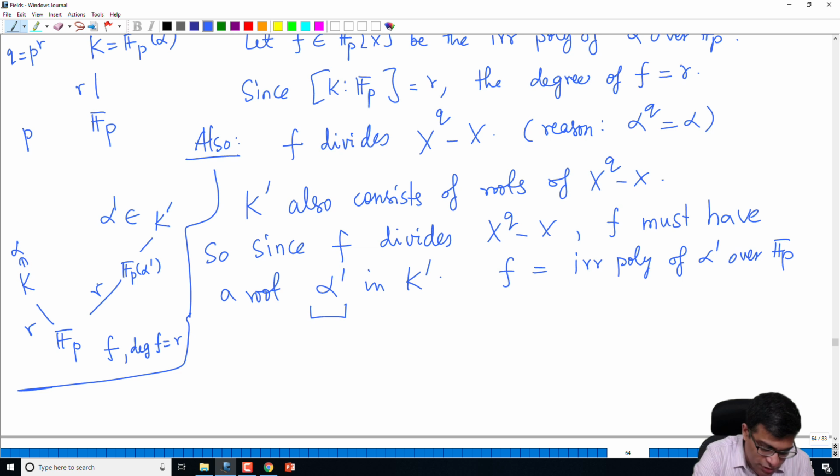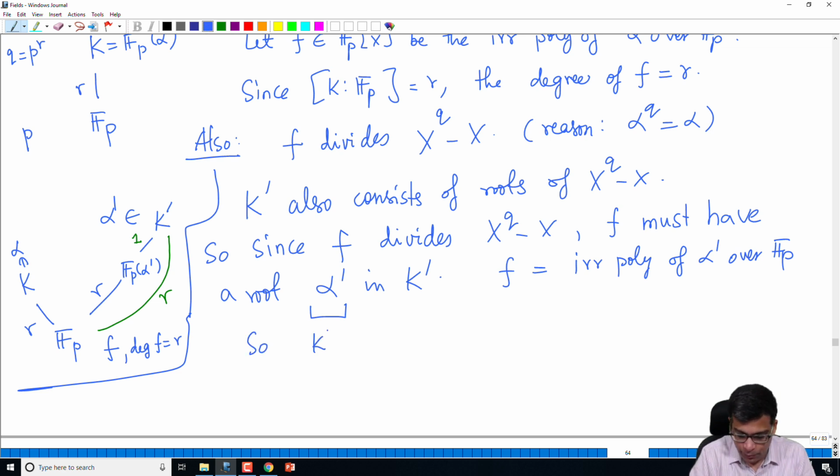So this must be r, right? The degree of an extension generated by a single element is equal to the degree of that element. But this whole thing is also r, right? That is because k prime has q elements, which is p power r. That means this must be 1. When is a degree of field extension 1?